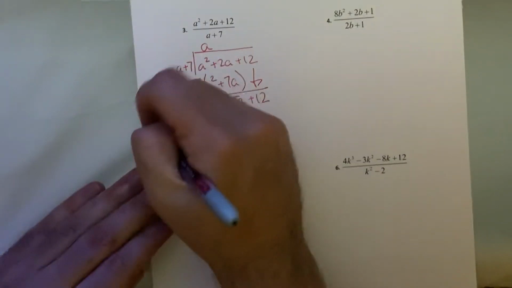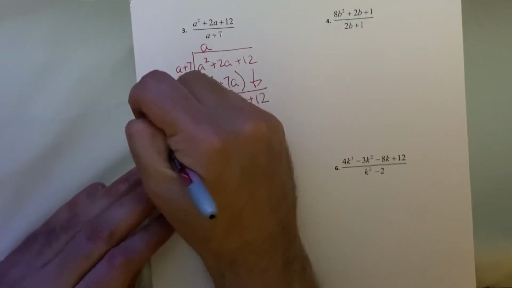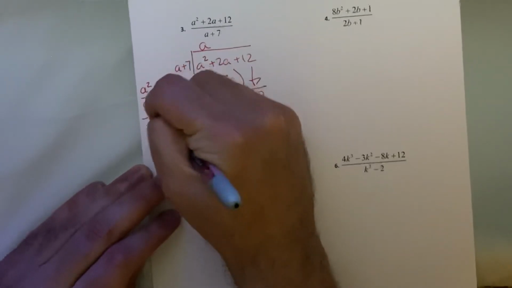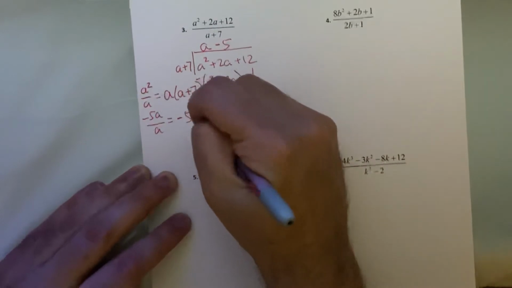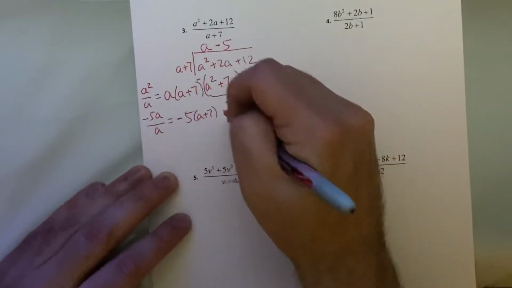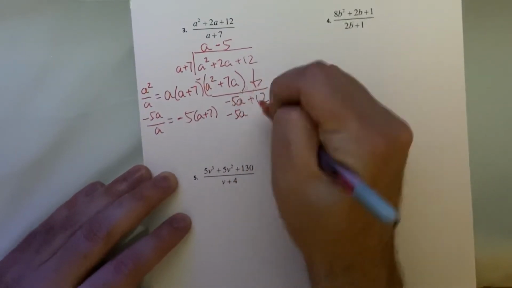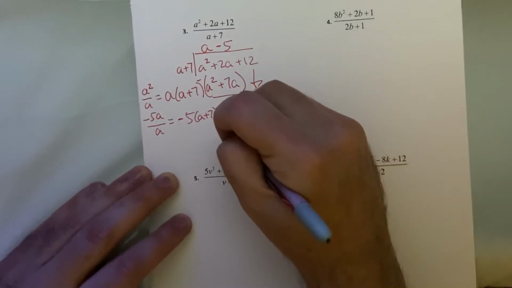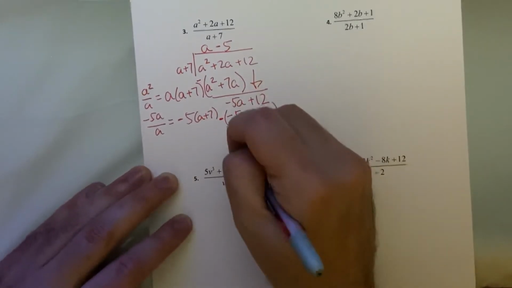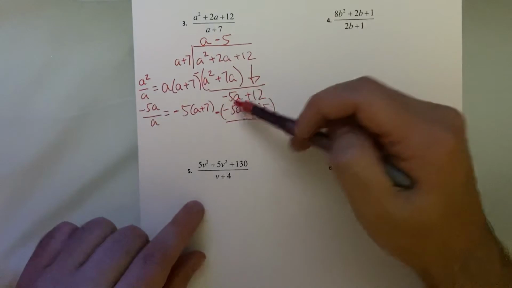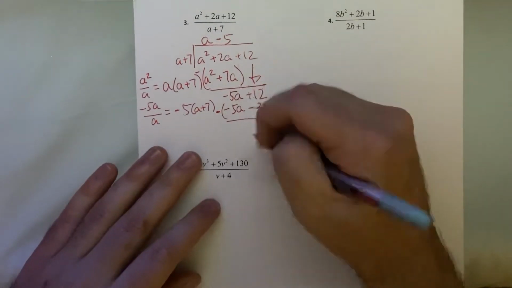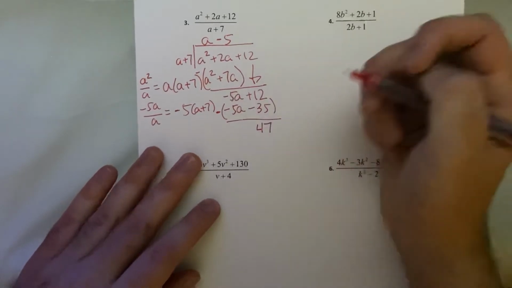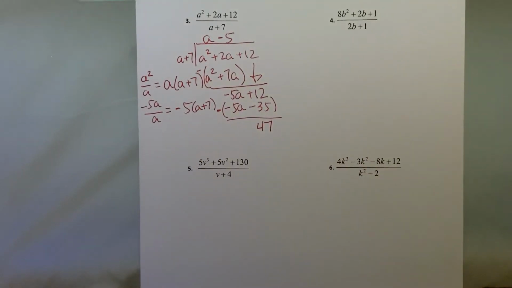So our leading term is now negative 5a divided by a, which is negative 5. That gets multiplied by the outside, a plus 7. This is negative 5a minus 35, getting subtracted off. You might find it easier to distribute the negative and then add. That's up to you. 12 minus negative 35 is 47. So this time, there's nothing left to bring down.